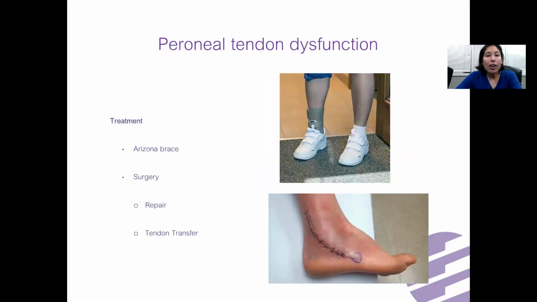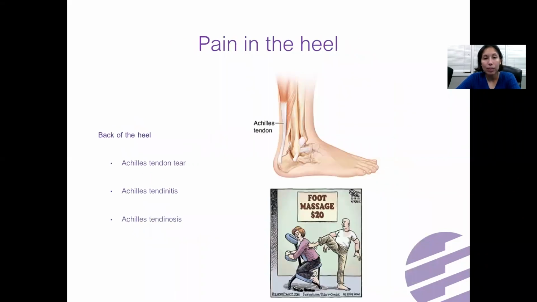For this type of issue, again, you can do things like bracing, and you can also do surgery. If there's a tear in the tendon, you can repair it, or some people will have so much degeneration that the tendon is just not usable again, and they'll actually need a tendon transfer.